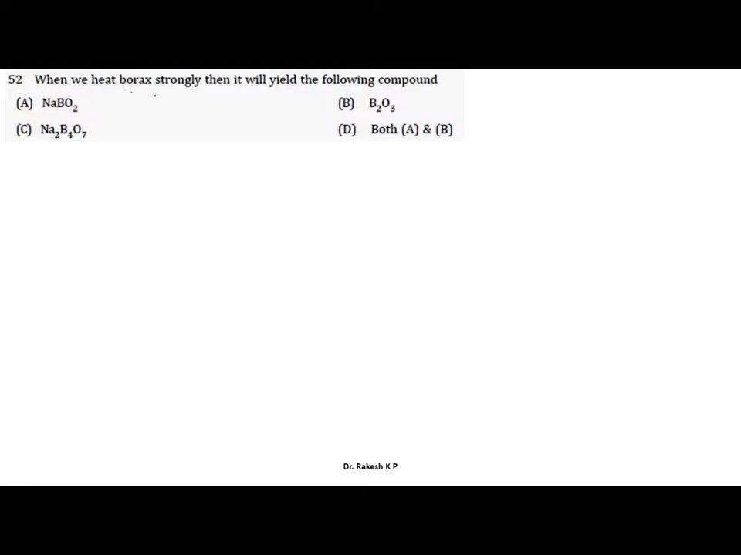When we heat borax strongly, it will yield the following compound. So see the borax here. Borax is nothing but Na2B4O7·10H2O, that is a hydrated one. So whenever you heat strongly, the first thing you are going to get is the anhydrous borax, Na2B4O7 plus 10H2O.